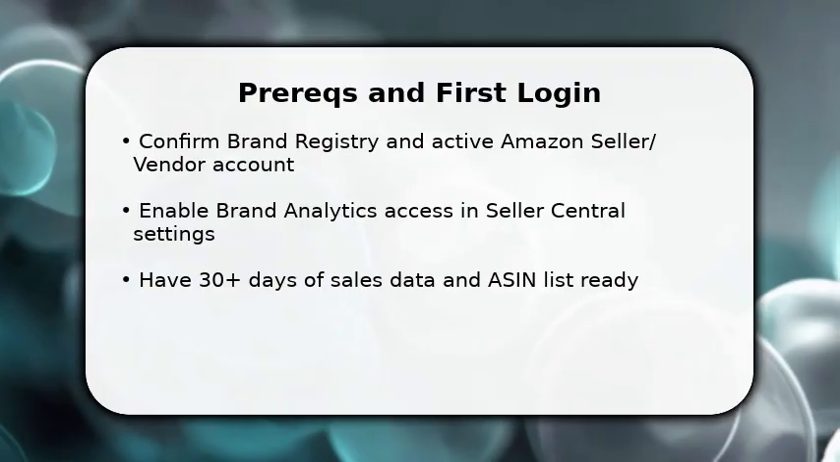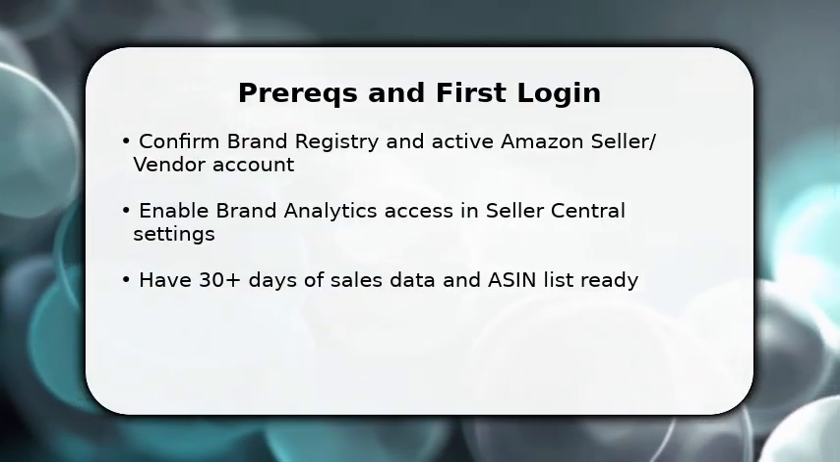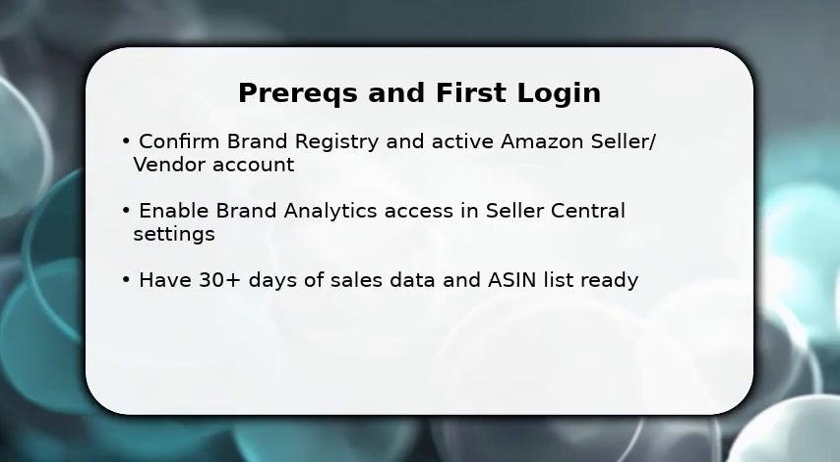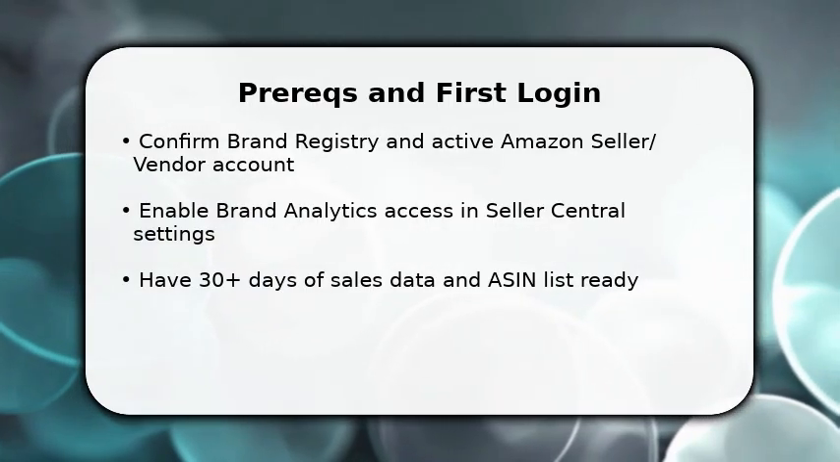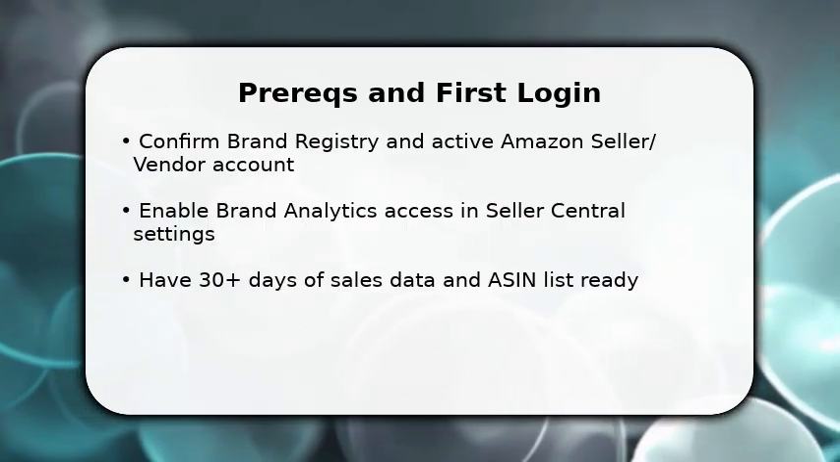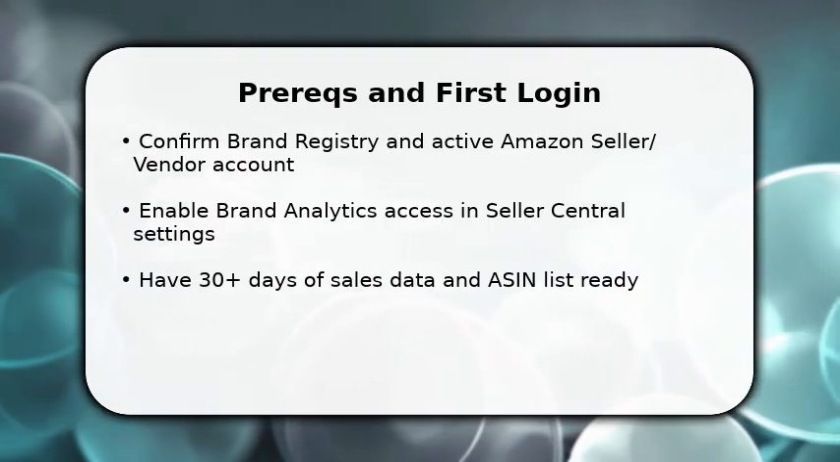You start by confirming your brand registry and that your seller or vendor account already has Brand Analytics enabled. Once logged into Seller Central, navigate to the Brand Analytics dashboard. This is where you'll pull reports. Make sure you have at least 30 days of sales data and a prepared ASIN list to query.